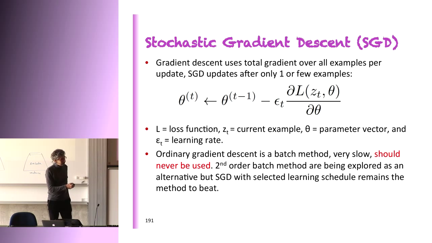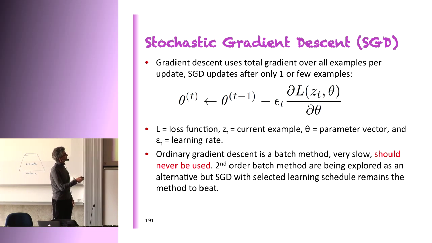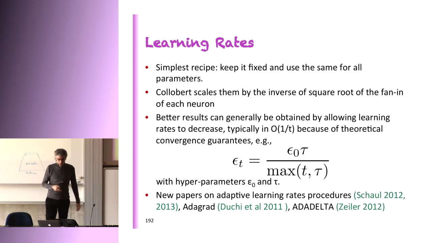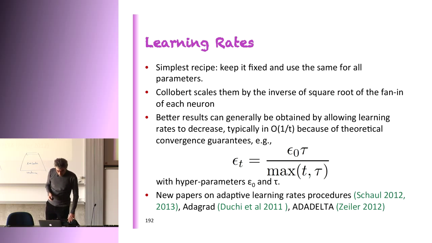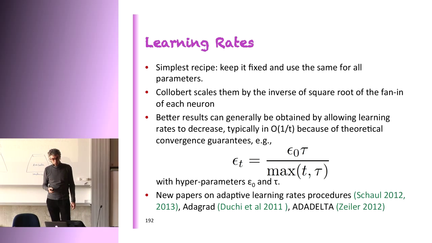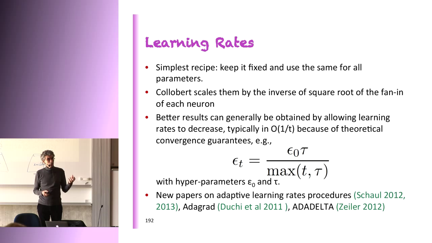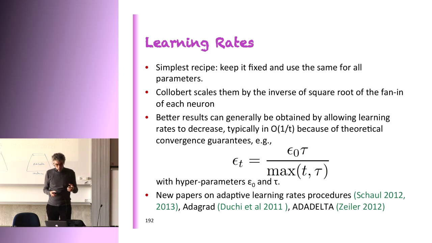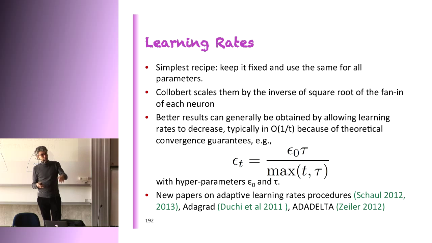There's a question in this, how do you set this epsilon t, this scalar, called a learning rate? So the simplest recipe is just to keep it fixed. If you don't want to waste too much time, you just keep it fixed, and now you have this one hyperparameter that you have to choose. And the simplest way of choosing it is to try different values and pick the one which allows you to go down as fast as possible.